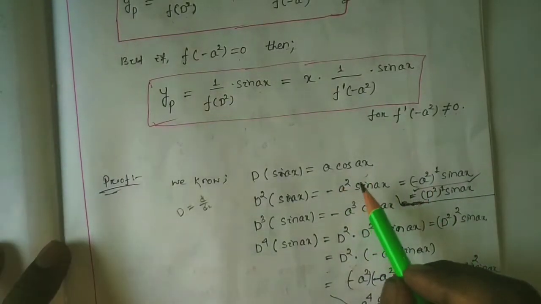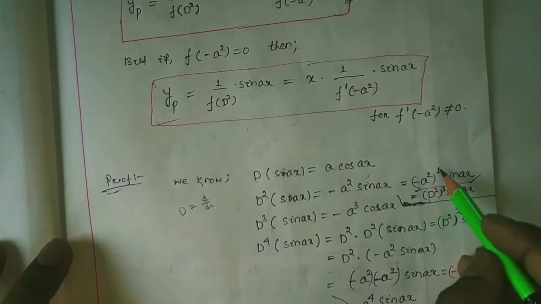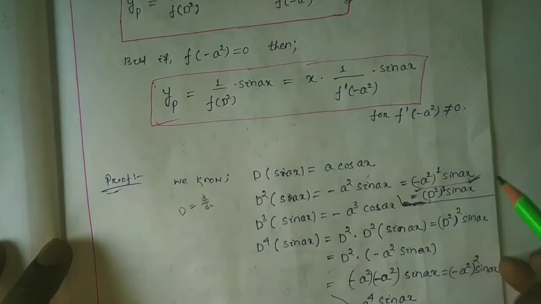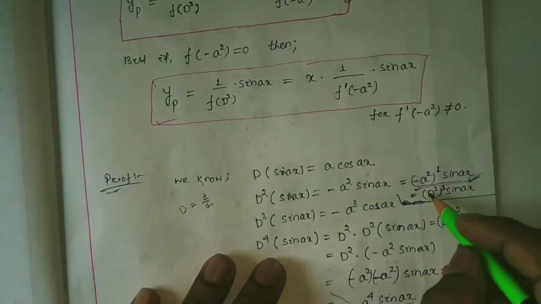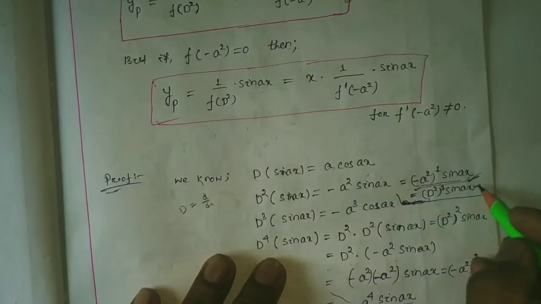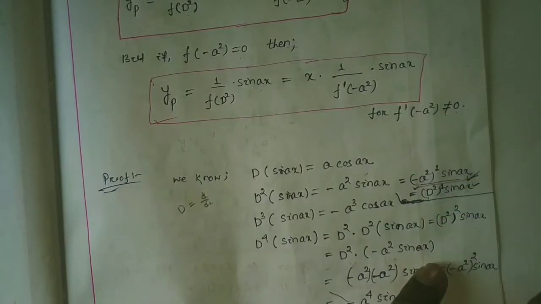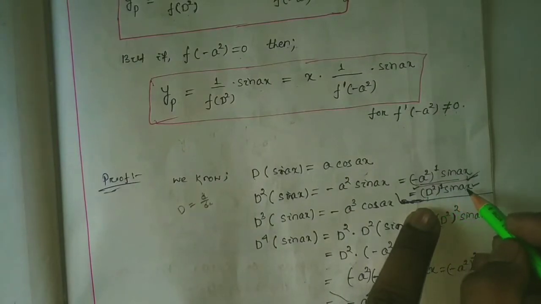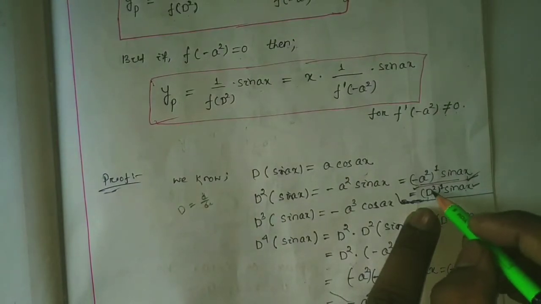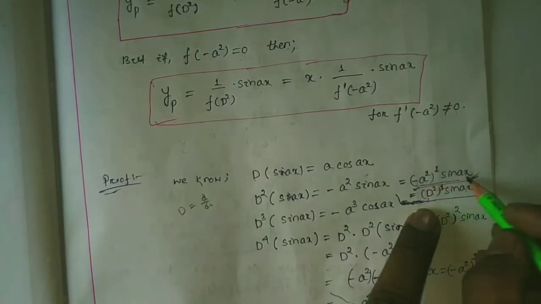So here already a is there, so minus a square sin ax, or this can be written as minus a square to the power 1 sin ax. Here you can see that this is in the form of d square to the power 1 sin ax. So instead of d square I can put minus a square, and I will get minus a square to the power 1 sin ax, right?